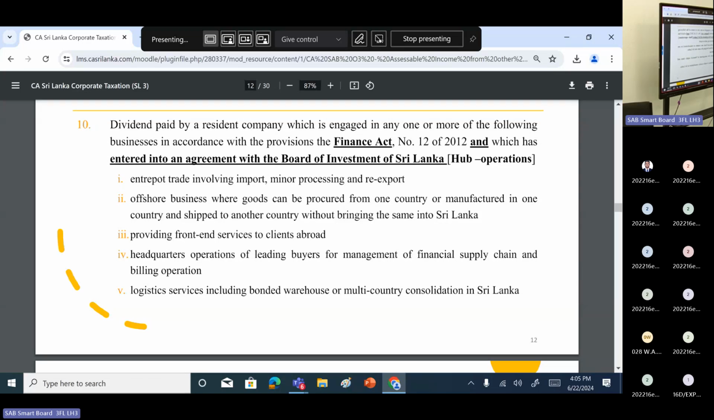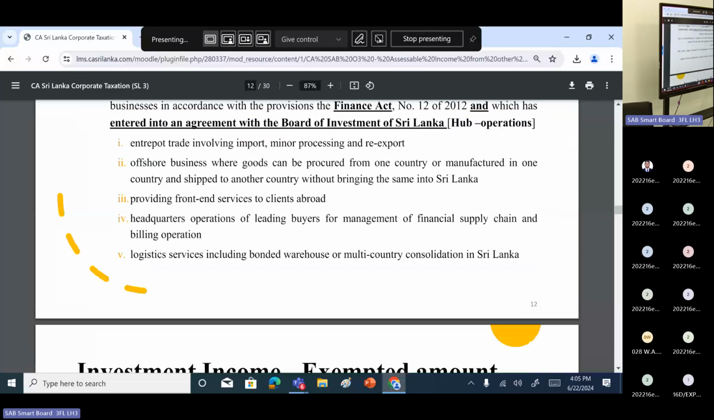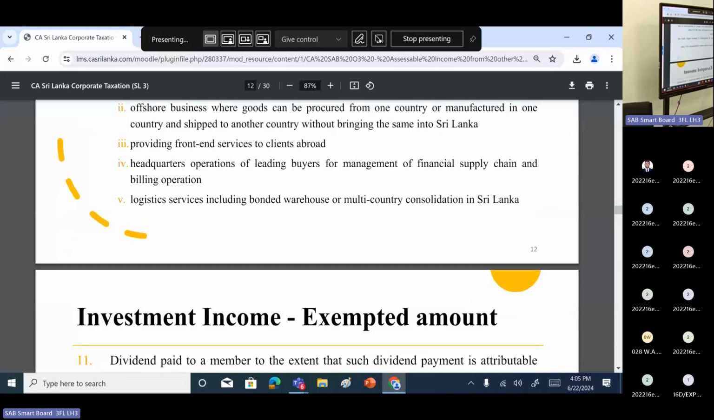Front-end services. Headquarters operation of leading buyers for managing of financial, supply chain or billing operation. Logistics services, including warehousing, also multi-country consolidation in Sri Lanka. That type of thing is coming under hub operation. From that operation, if somebody is declaring dividend, that particular dividend is also tax exempt. Right? So the first thing is that it comes under the Finance Act, and it is also covered by the BOI. That undertaking should be registered with the BOI.